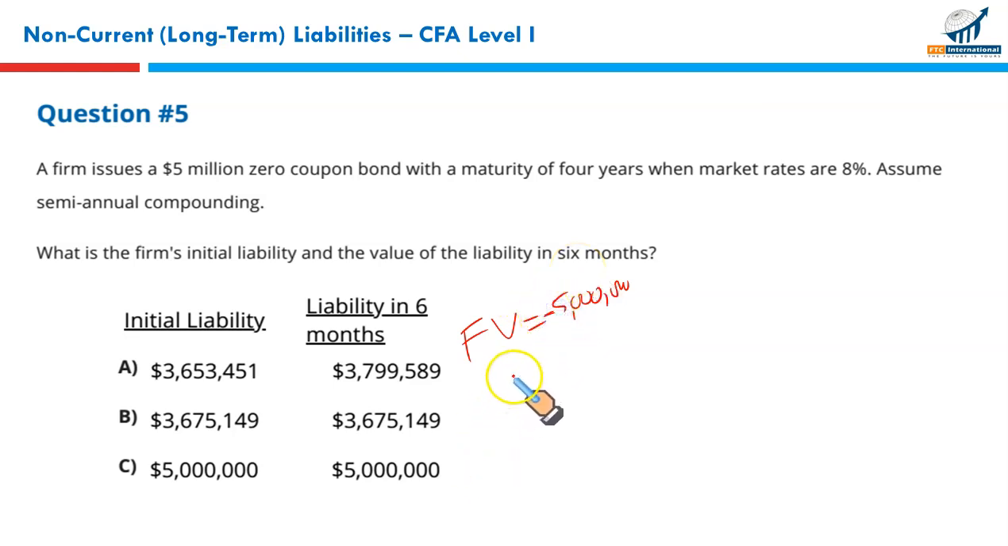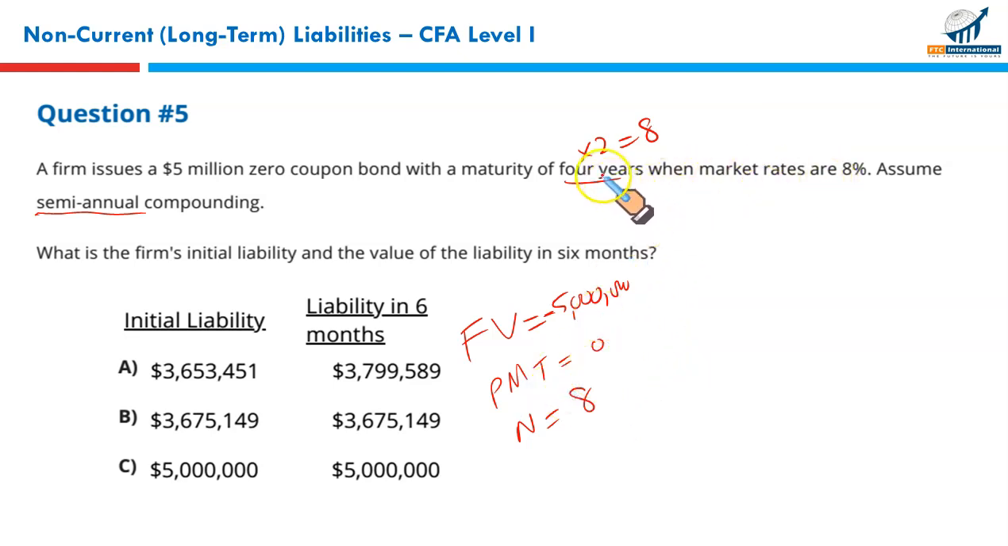Okay. What about the payment now? Since it's a zero coupon bond, there is no payment. Payment is 0, and you must enter this 0. Otherwise, you will get a wrong answer. Since compounding is on a semi-annual basis, the 4-year bond will have 8 periods. So N is 8. Payment is 0.